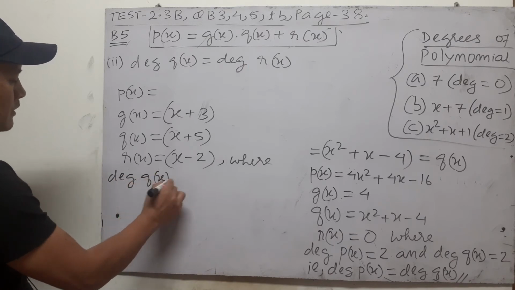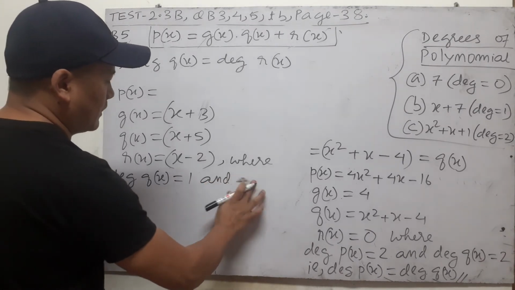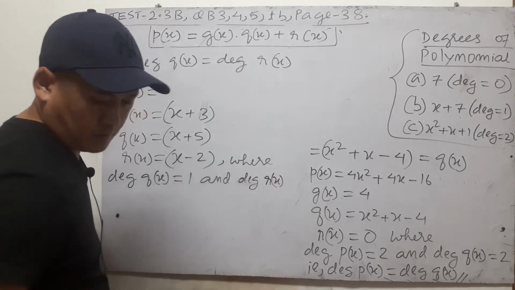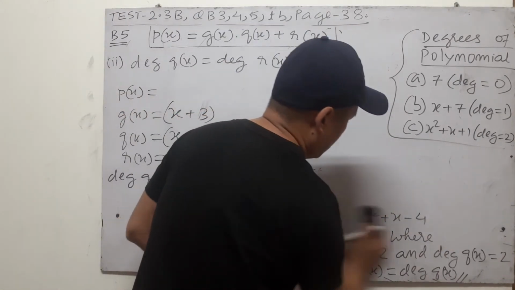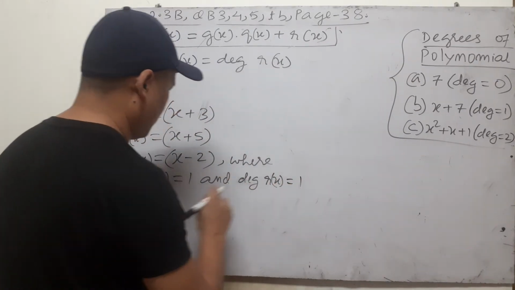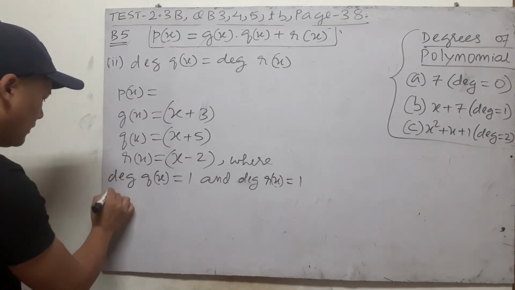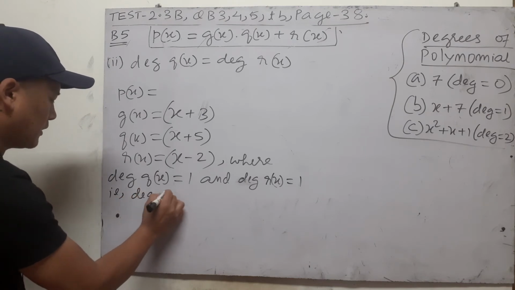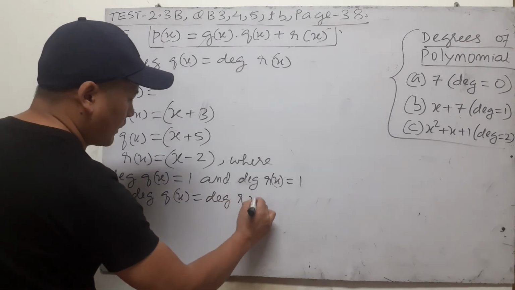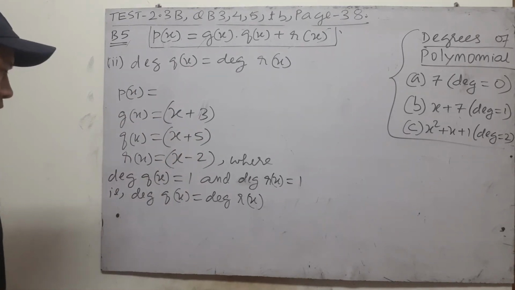Degree q of x, here highest power of x is 1, so 1, and degree r of x, here also the highest power is 1. r of x here is the remainder. Highest power of x is 1, so 1. So both q of x and r of x have same degree 1, 1. In other words, degree q of x is therefore equal to degree r of x. According to the choice that we have made, we have satisfied the condition of the question, first part.